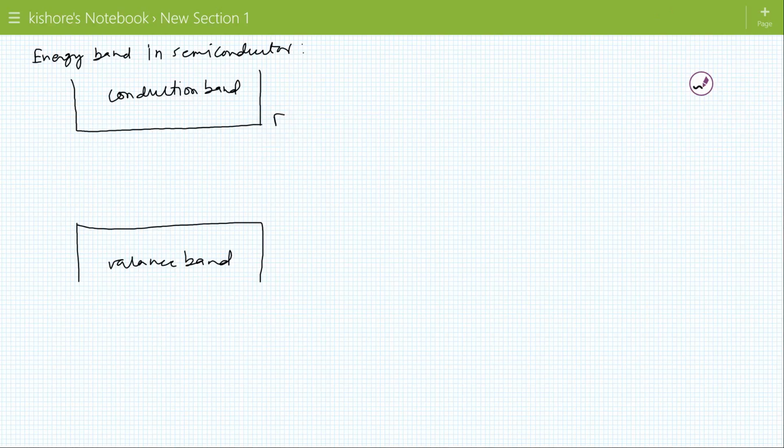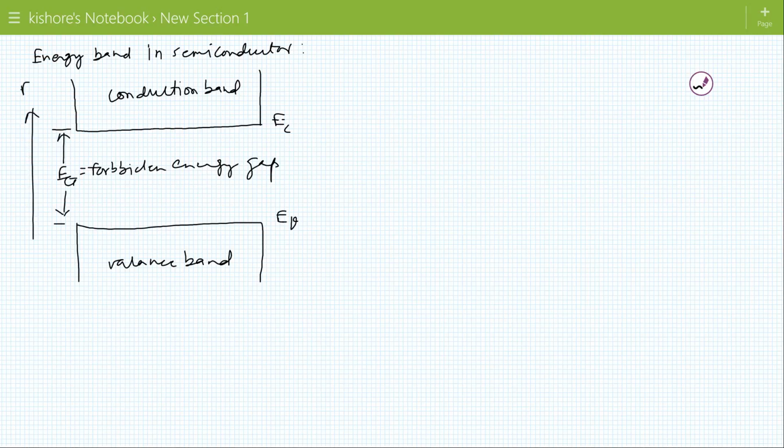The lowest energy of conduction band is denoted by EC, and highest energy of valence band is denoted by EV. And the gap between conduction band and the valence band is forbidden energy gap. Electron energy increases in this direction.